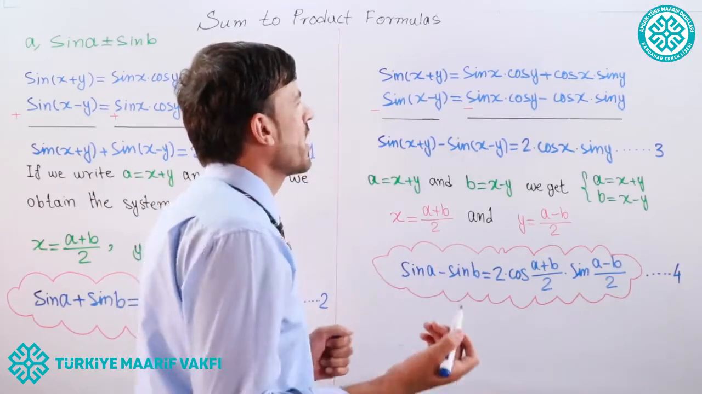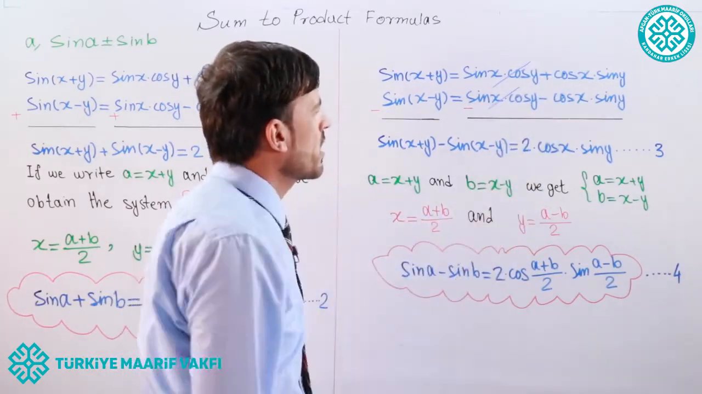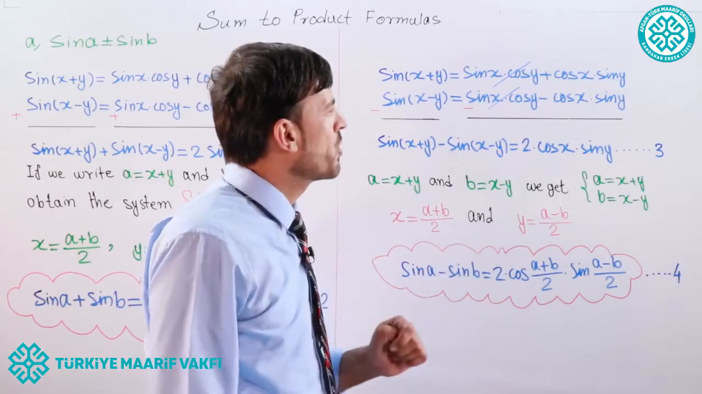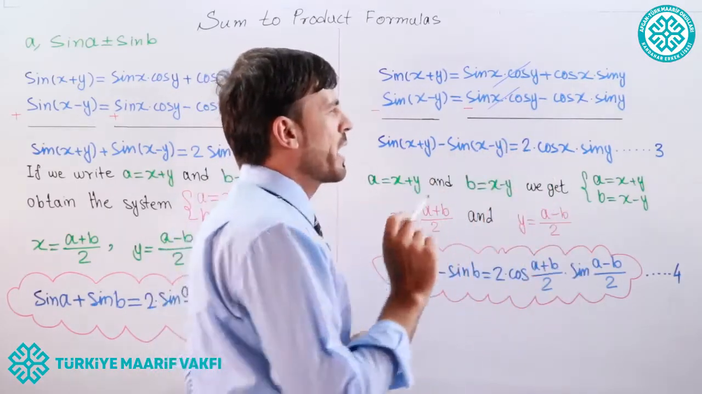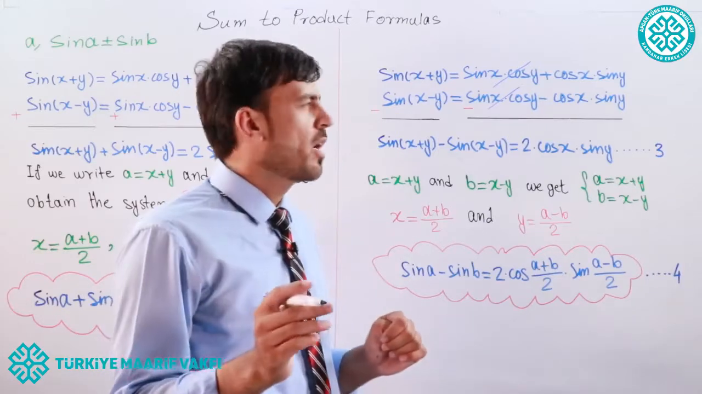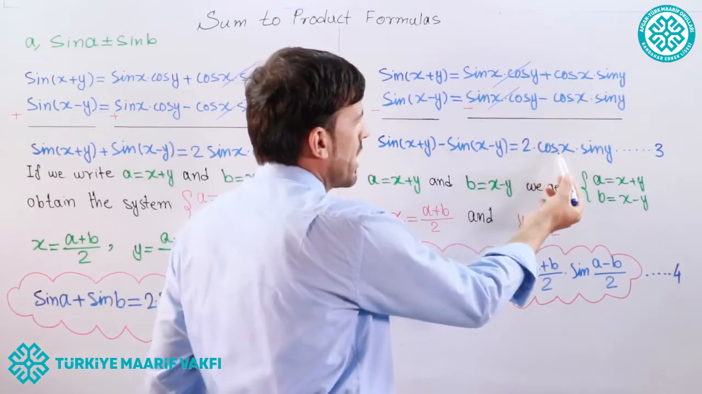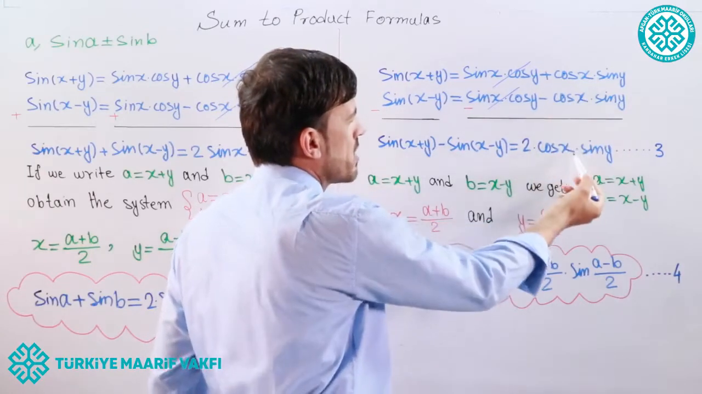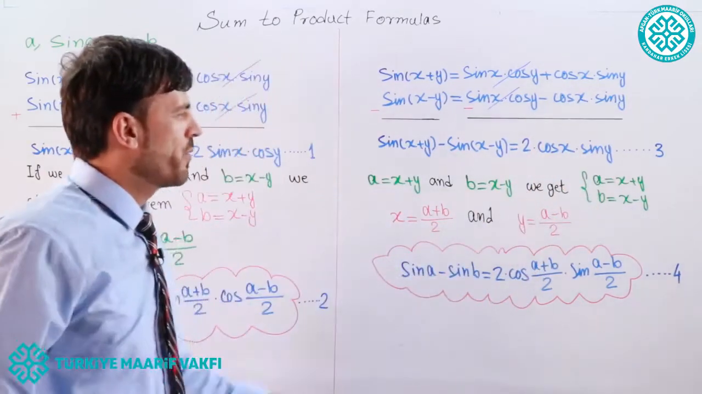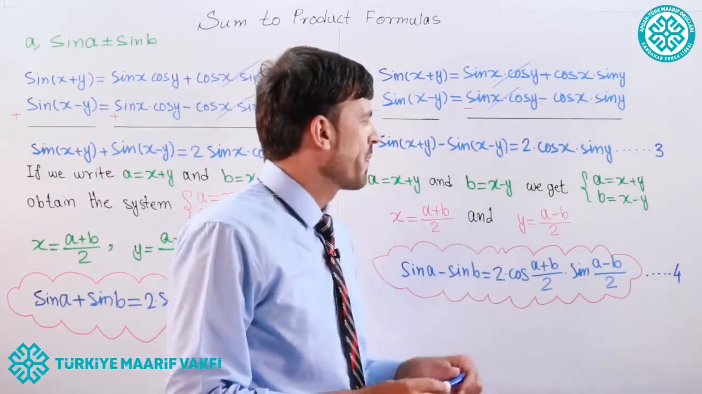So these could be removed with each other, and the second terms in both of the formulas, which are equal to each other with the same sign, will be added to each other, which will be 2 cosine x sine y. So this is the third formula in sum to product formulas.